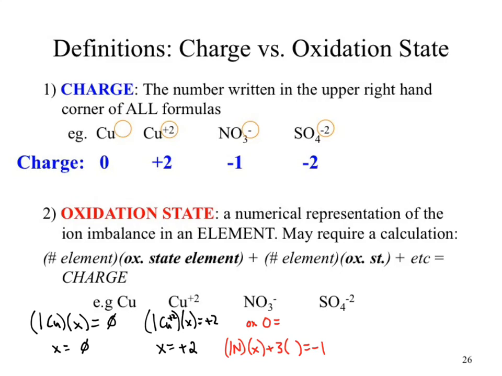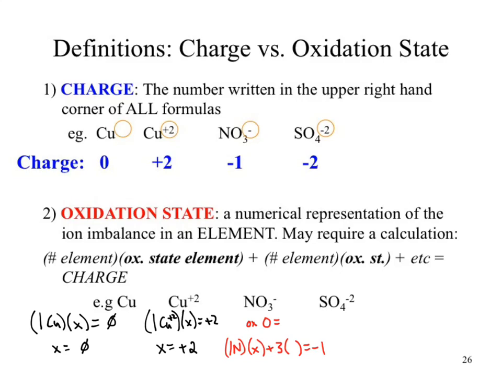Do the same thing for the Cu plus 2, except what's the big change? The overall charge now is not 0, it's plus 2. How do I know it's plus 2? Upper right-hand corner, it says plus 2. When I go through and solve for the oxidation state, I get plus 2. It comes out the same.